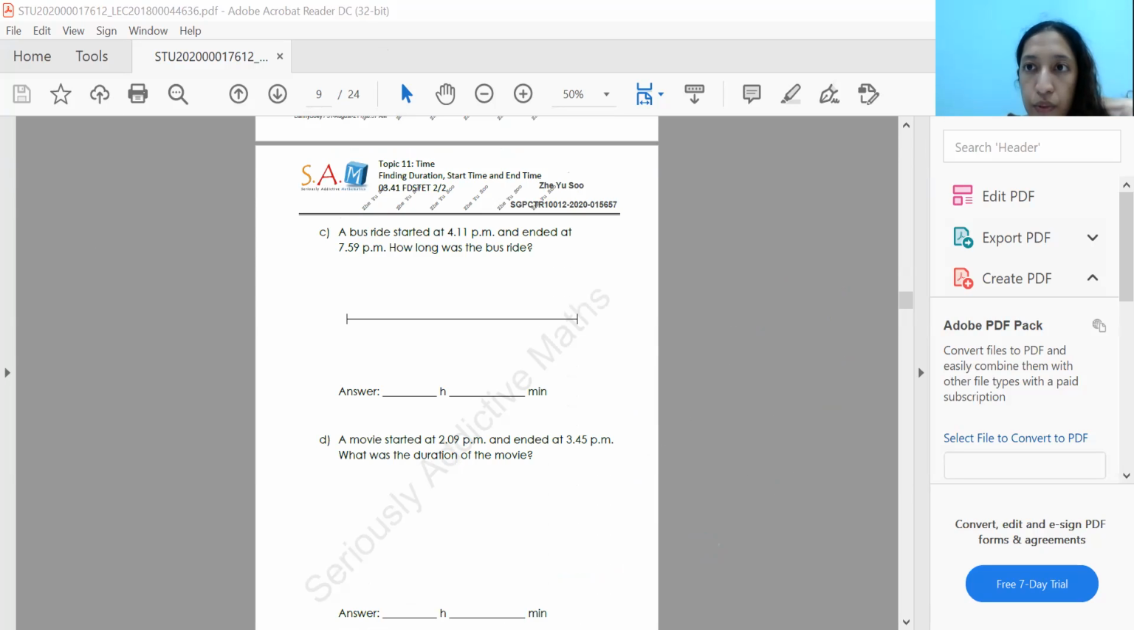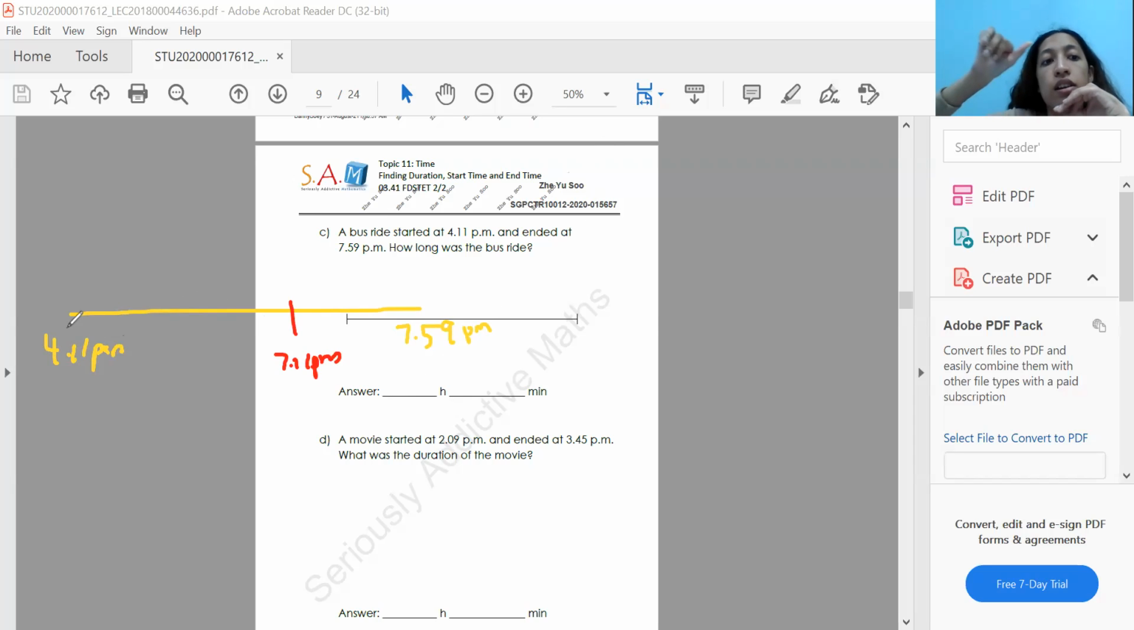Okay, so let us go through. A bus ride started, I'll draw my own timeline, okay? A bus ride started at 4:11 p.m. and ended at 7:59 p.m. So how long was the bus ride? As you can see, how many hours, how many minutes? Let us do from 4:11 to 7:11. How many hours is that? 4, 5, 6, 7. 3 hours, right? So 3 hours.